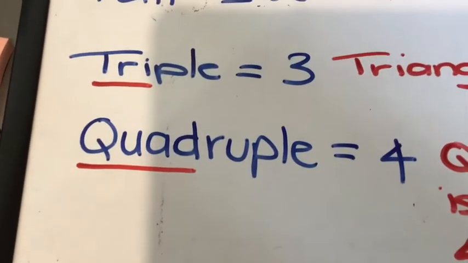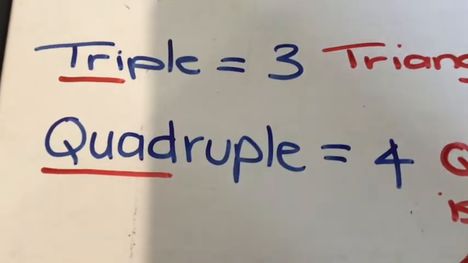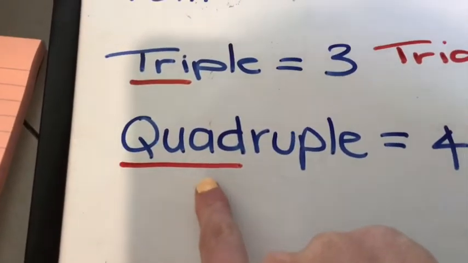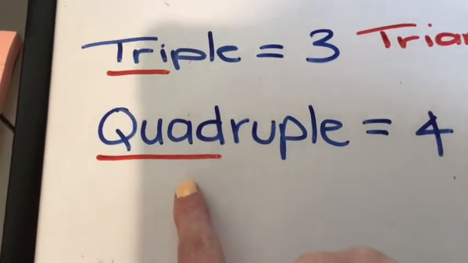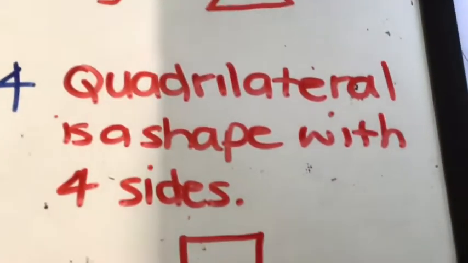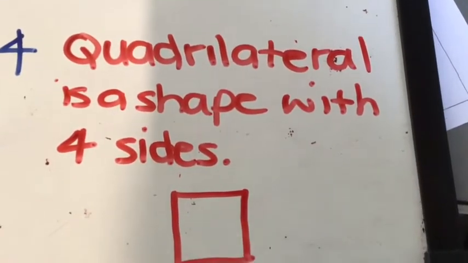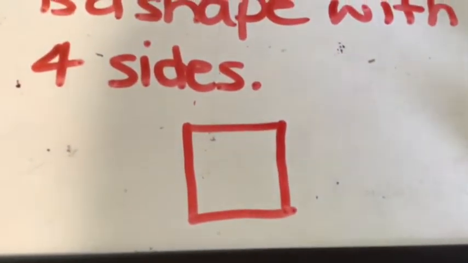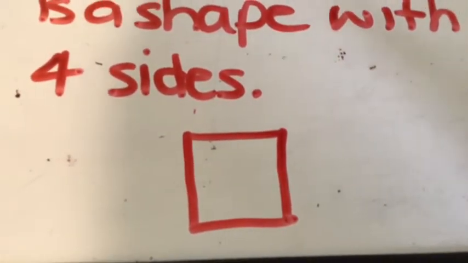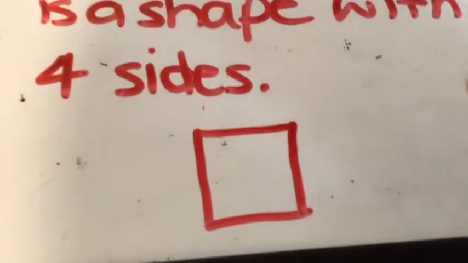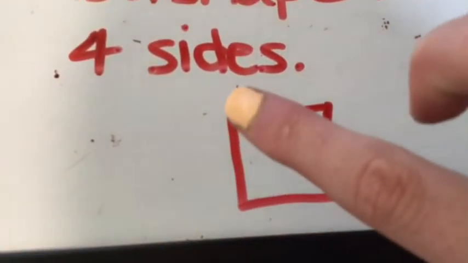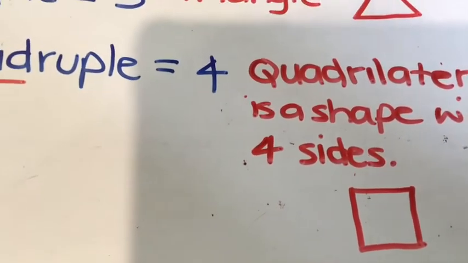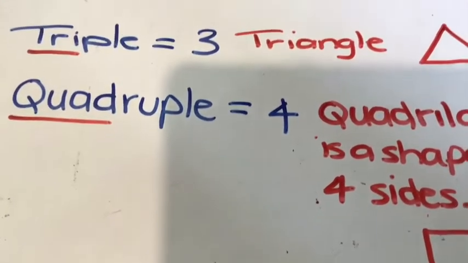Quadruple. So quadruple equals 4. And if we look at the quad here, Q-U-A-D, that means 4. An example of this is quadrilateral, which is a shape with 4 sides. So an example is a square. A square is a quadrilateral because it has 4 sides. Another example could be a quad bike. A quad bike has 4 large wheels.